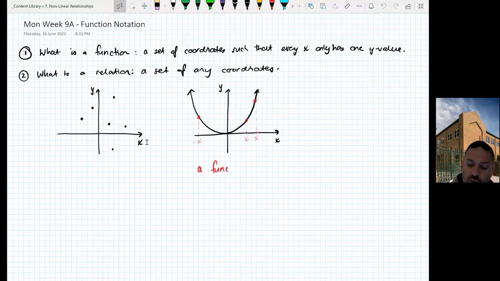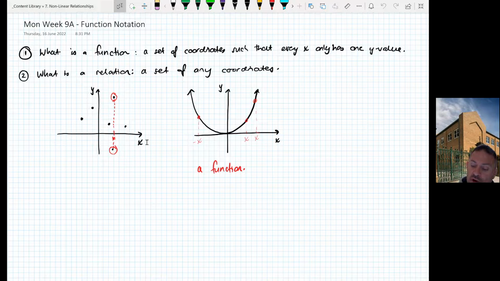Now, you might then say, what is not a function? If I look at that relation, for example, if I look at this x coordinate here, can you see how above it we have a y value? If I go below it, we have another y value. That x coordinate actually has two different y values.